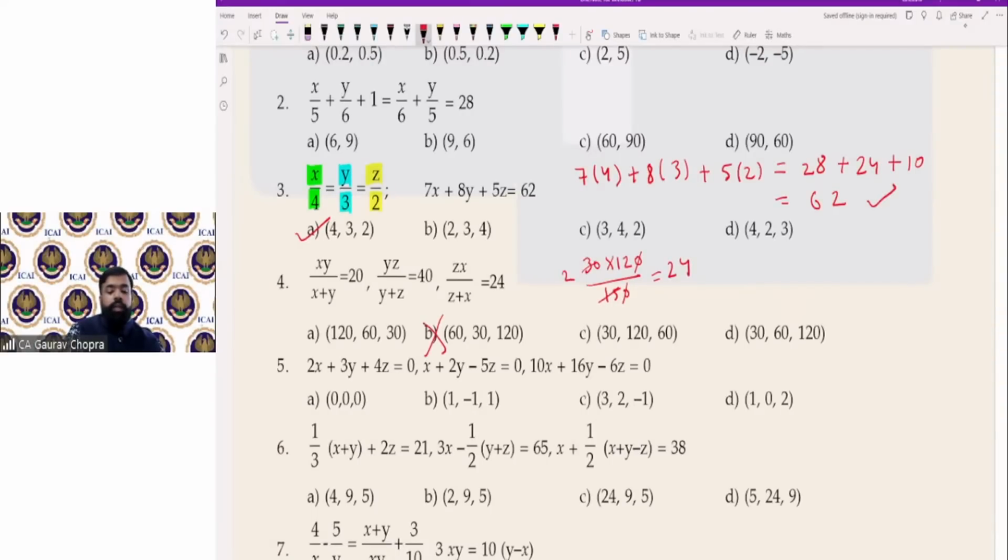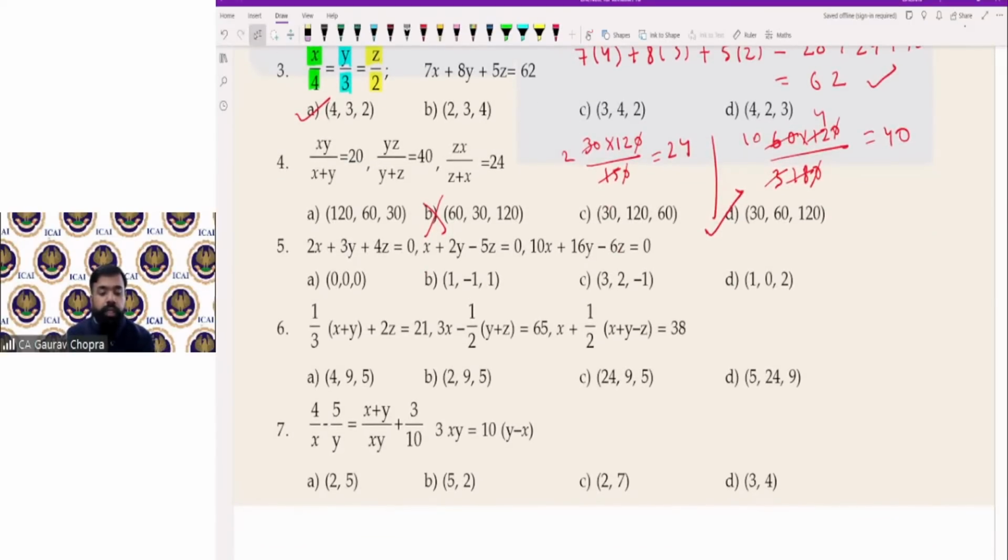Check with option number D. So yz is 60 into 120 upon 60 plus 120, which is 180. Okay, so let's cancel 60, and here is 3. Now this time you are getting 40. So option number D is the correct answer. So many times similar options come in the exam, so you have to be very specific about which will be the correct result. Okay, so option number D is correct.